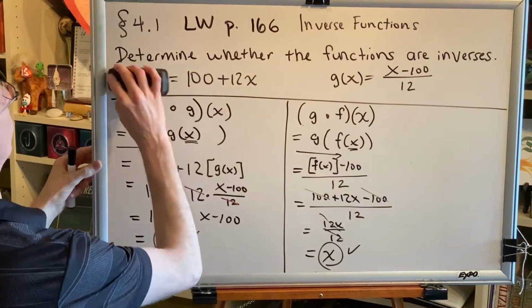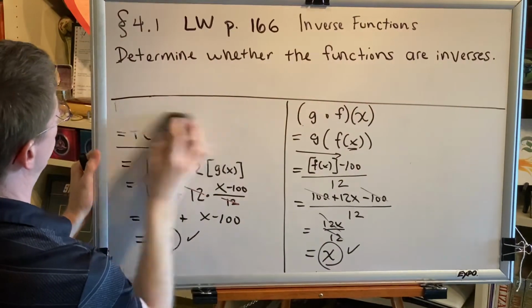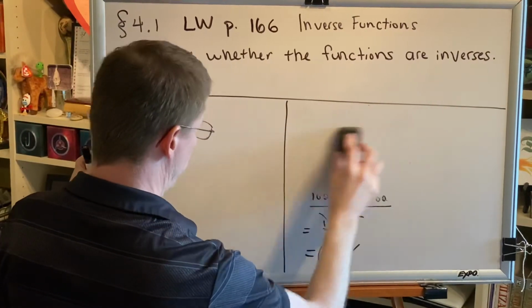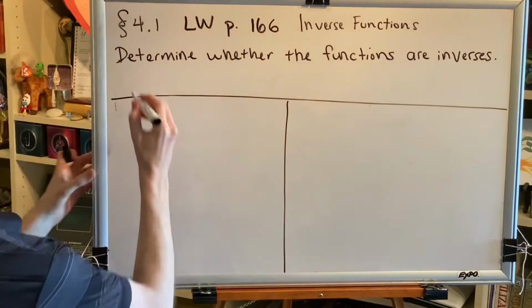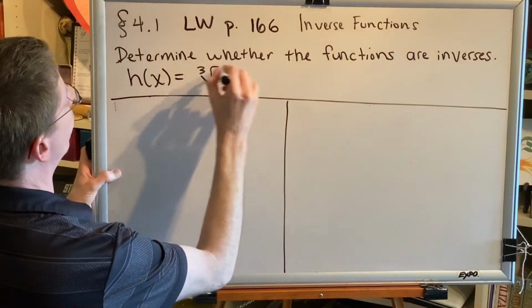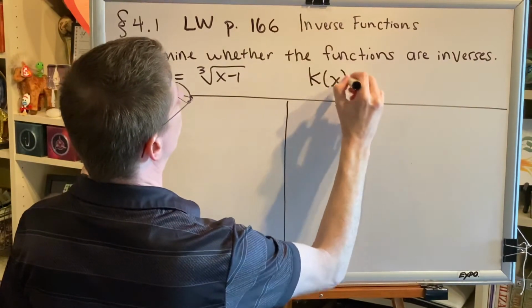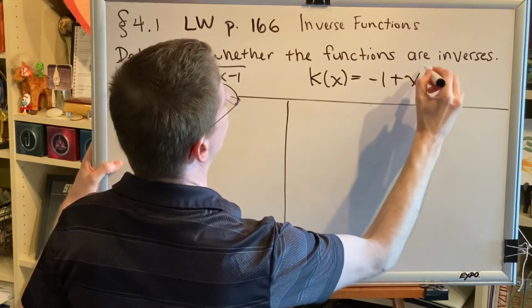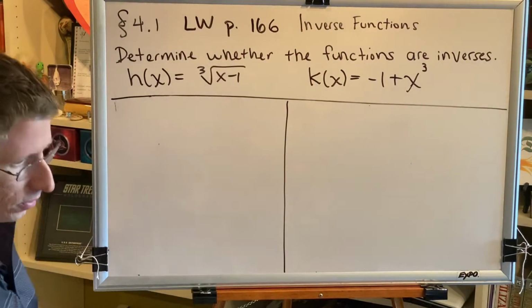Okay, let's try one more example. h of x is equal to the cube root of the difference x subtract 1. k of x is equal to negative 1 plus x cubed. The question is the same. Determine whether the functions are inverses.